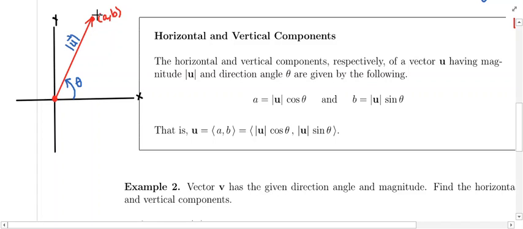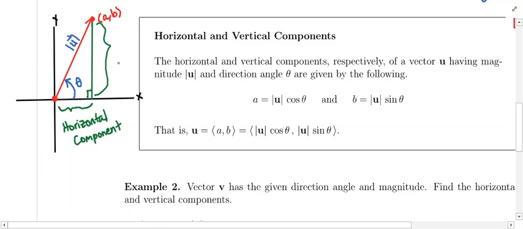So here's how. Let's break this thing down into components. What you would do here is draw from your terminal point down to the x-axis, and that creates this right triangle. When we look at this, this is going to be the horizontal component, and this is going to be the vertical component.